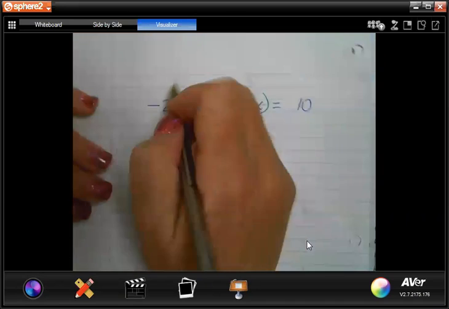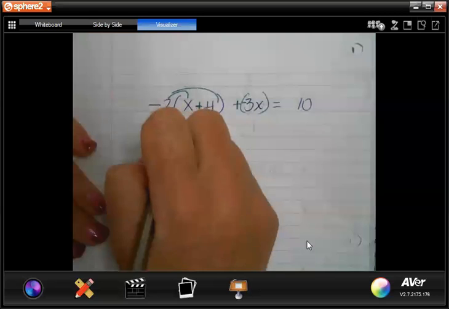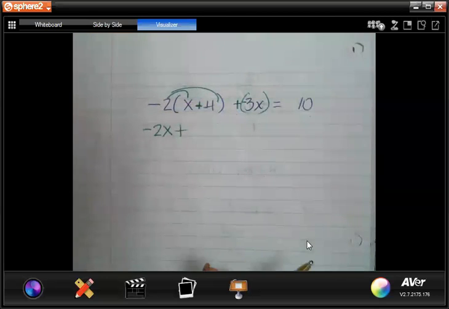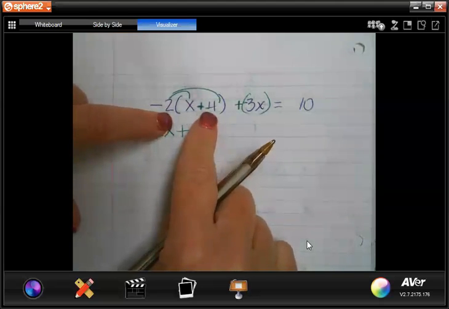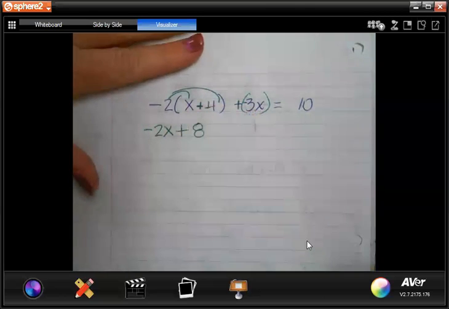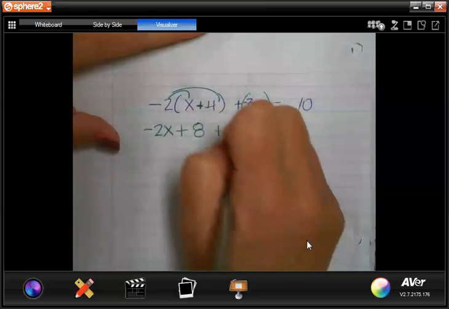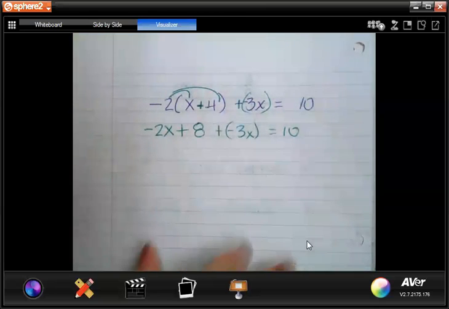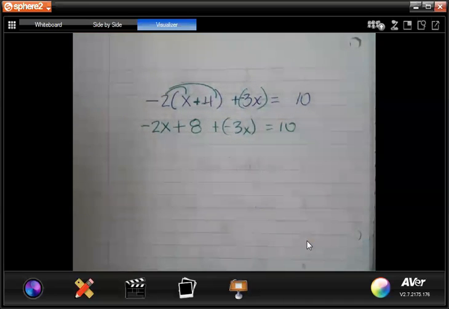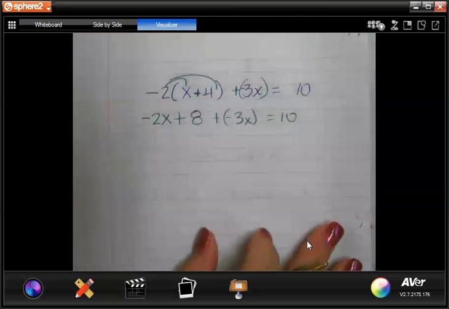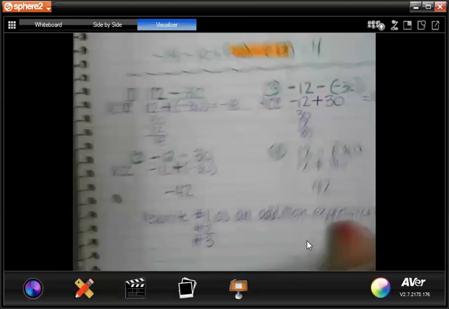So now watch. I distribute. That we already learned. So that would be negative 2 times x. And here's the important piece. If you don't do that, a negative 2 times a negative 4, it's a positive 8. And we're going to talk about multiplication later. And then the rest of it would be negative 3x equals 10. But now the nice thing about doing that is that you now know what's positive and negative, so that when you add them together, it's going to be much easier to get an accurate answer. Okay. All right.